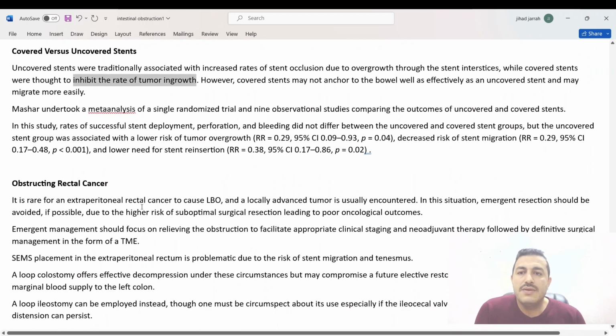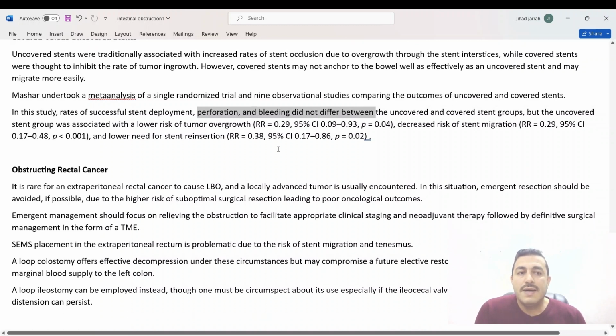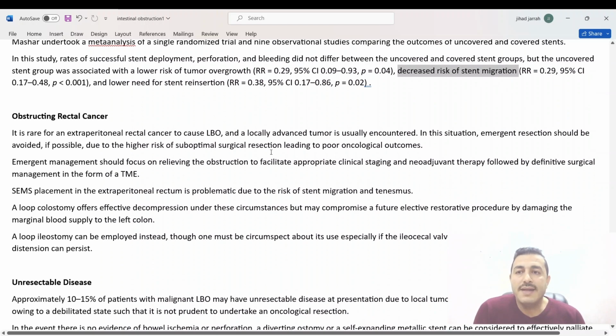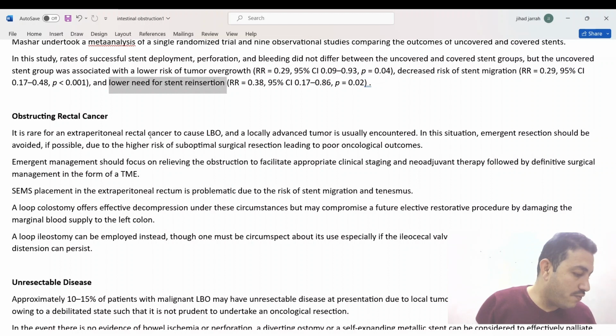What else here? They said that the risk of perforation and bleeding is the same between uncovered and covered stent. Uncovered stent is associated with low risk for tumor growth, while covered stent has decreased risk for stent migration. Okay, and uncovered stent is associated with lower need for stent reinsertion. Actually, I wrote them over here. It's a comparison between covered and uncovered.